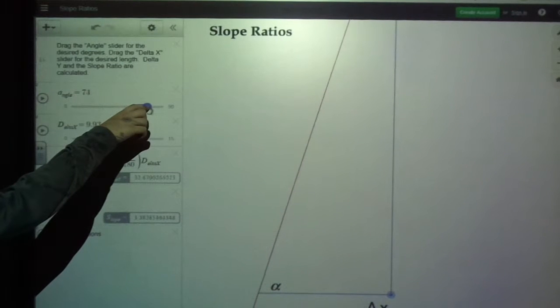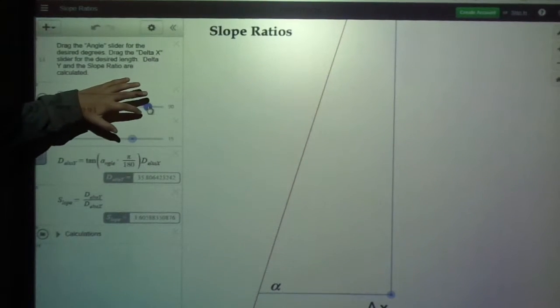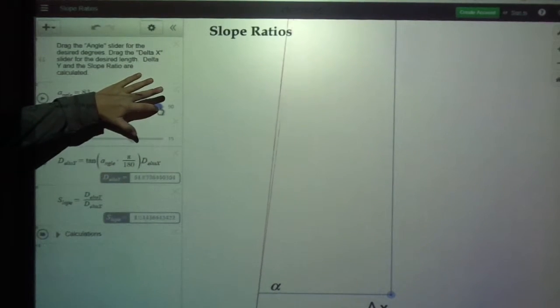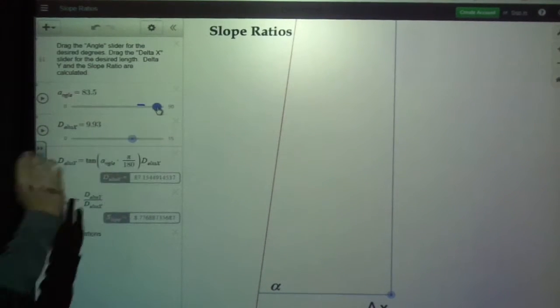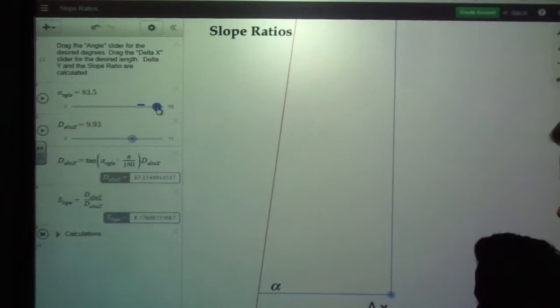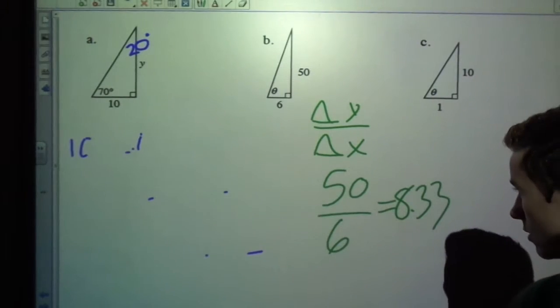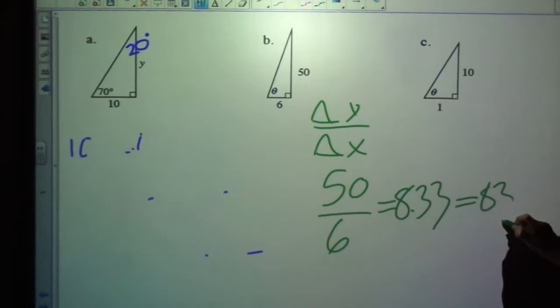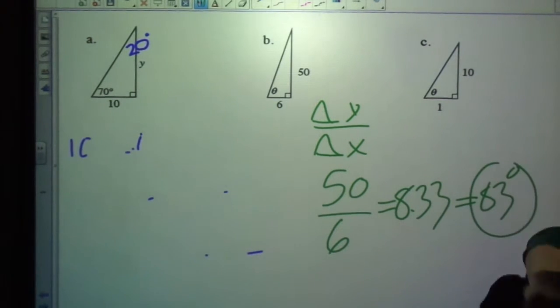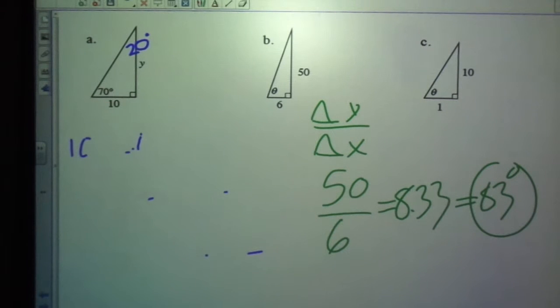Almost up. We're looking at the bottom number. There it is. That's close enough. So that's about 83 degrees is what it's looking like. Good. All right, next problem.